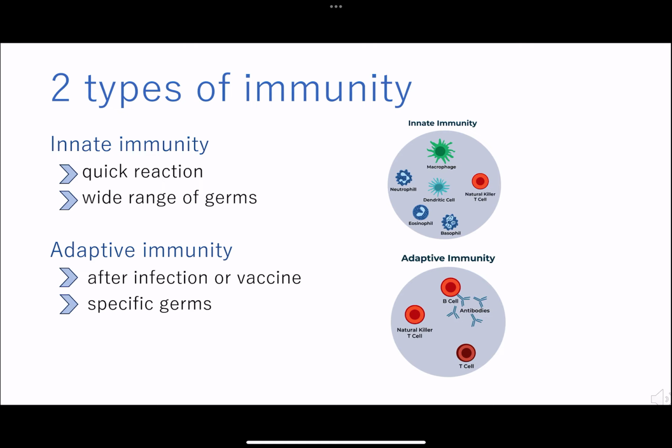I think Group 1 explained it for us, but just for a reminder, there are two types of immunity. One is innate immunity and the other is adaptive immunity. Innate immunity is the immunity we were born with. The innate immune system serves as the body's first line of defense, and it can react quickly to a wide range of germs. On the other hand, adaptive immunity, which we get after birth, reacts to specific germs.